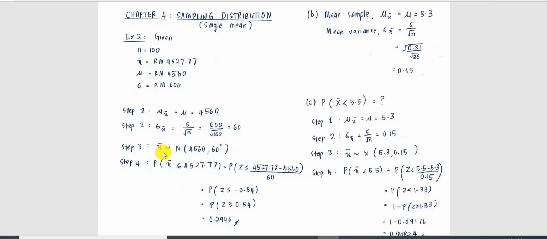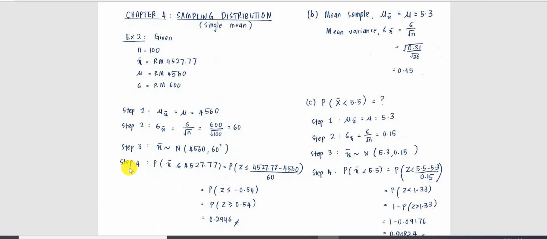So for step 3, we want to write the notation of the sample mean. So we have x bar approximately normal, with the mean of the sample that you already calculated from step 1, 4560, and the variance of the sample. Step 2 is for the standard deviation, so the variance is 60 squared.